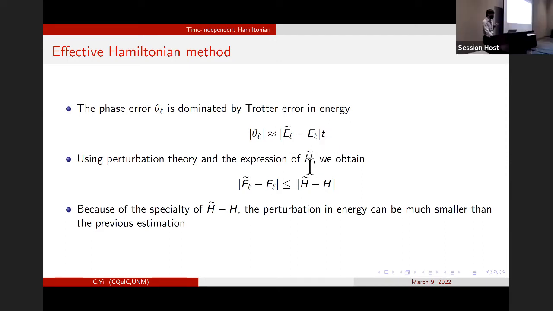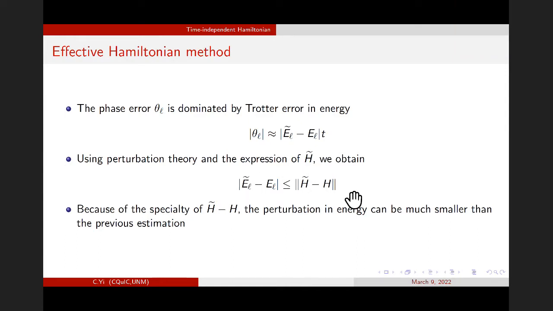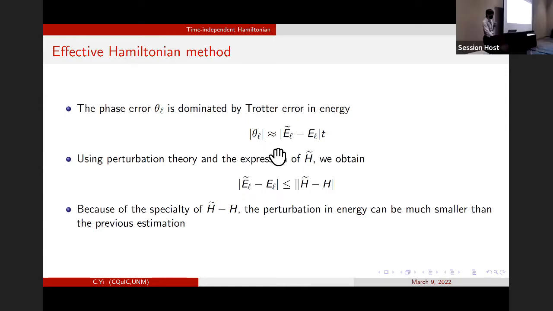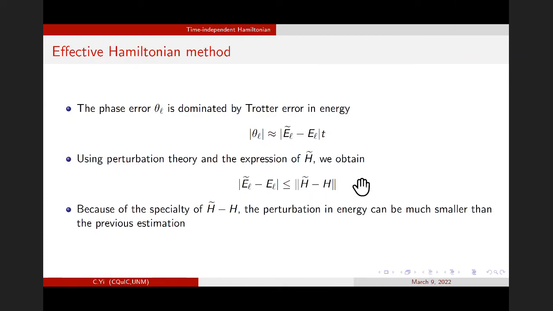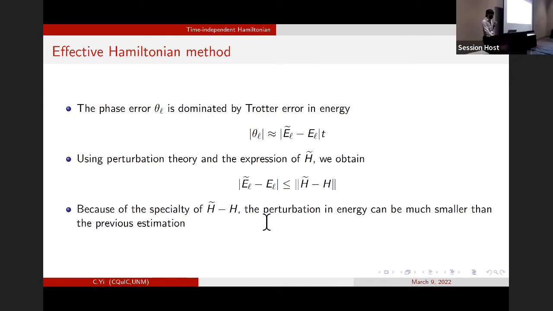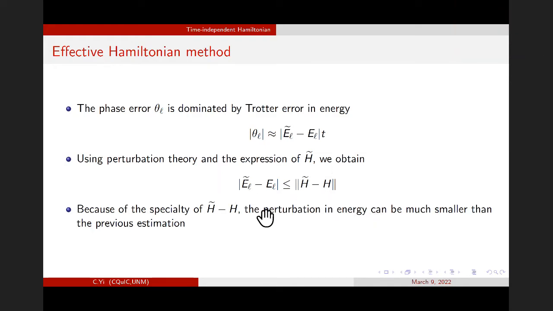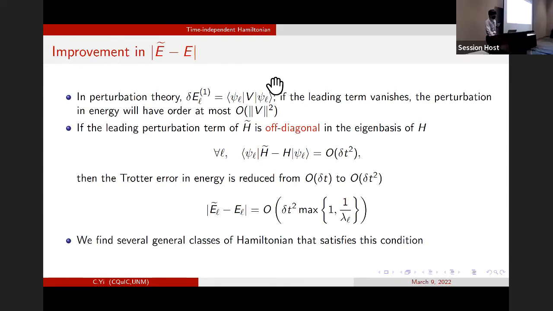And because we already have a good expression of the effective Hamiltonian, then using the Weyl inequality, we can also estimate the deviation in energy levels. But because of the specialty of this perturbation, it turns out the actual perturbation energy can be a lot smaller compared to this estimation. And here's where the improvement comes from. So in perturbation theory, we know that the first order perturbation energy will look like this, where phi_a is the Hermitian.